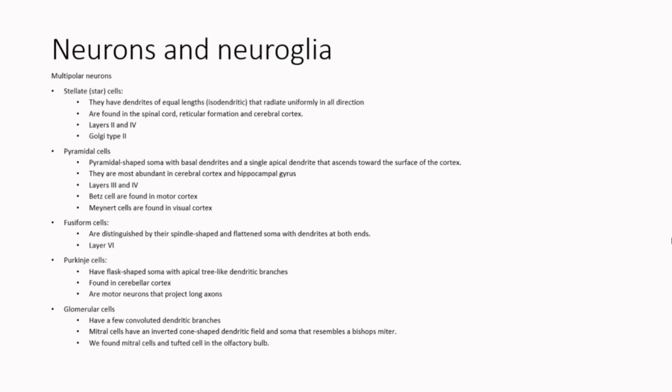Then you have the pyramidal cells, which have a pyramidal-shaped soma, and they have a single apical dendrite that ascends towards the cerebral cortex surface. They are most abundant in the cerebral cortex. We find them also in the hippocampal gyrus. In the cerebral cortex, we find them in layers 3 and 4. And when we talk about Betz cells, it basically means pyramidal cells in the motor cortex. If we talk about Meynert cells, we are talking about pyramidal cells in the visual cortex.